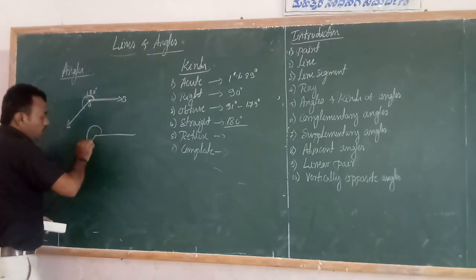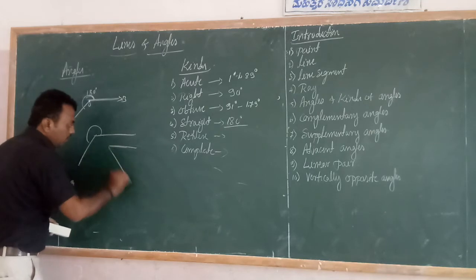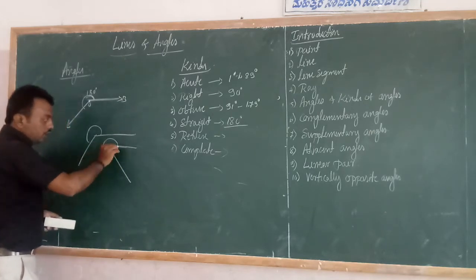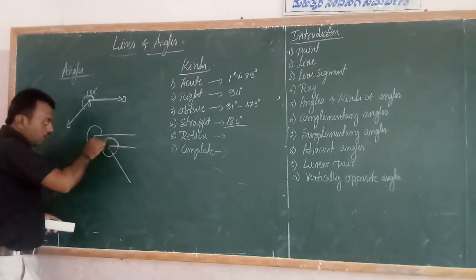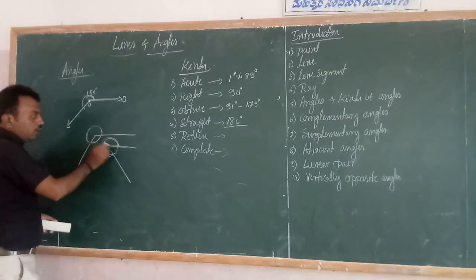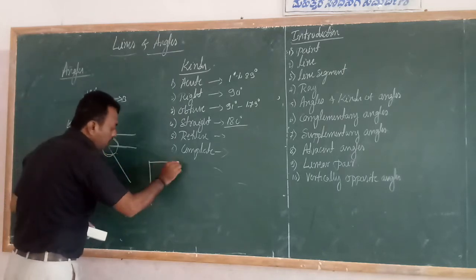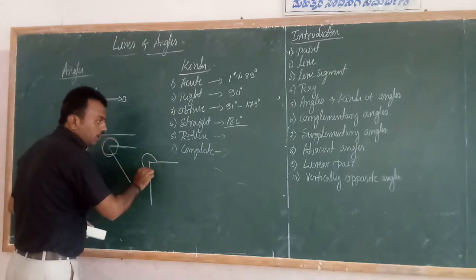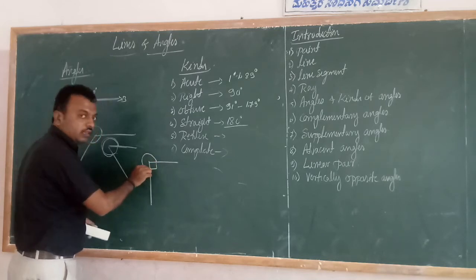Reflex angle. This is a reflex angle. This is also a reflex angle. Okay, so interior is acute. It is obtuse inside, and the exterior is reflex. Obtuse, or acute, or right also. It will come right also. See, this is a reflex and inside is a right.